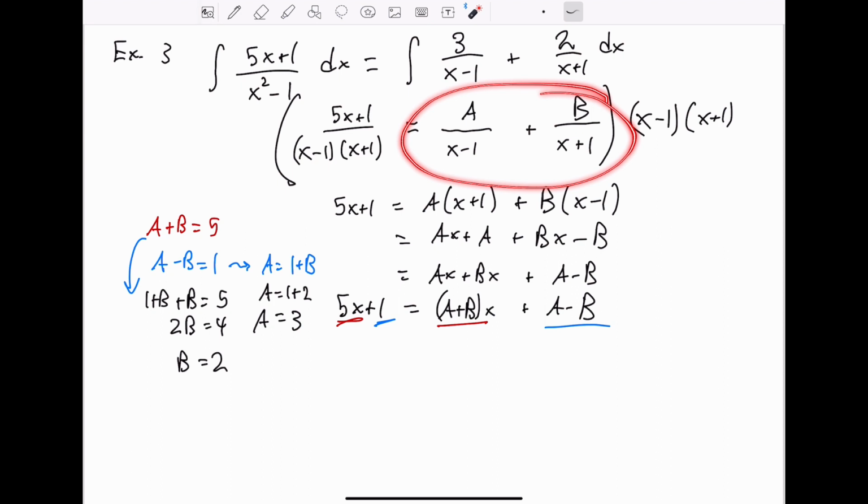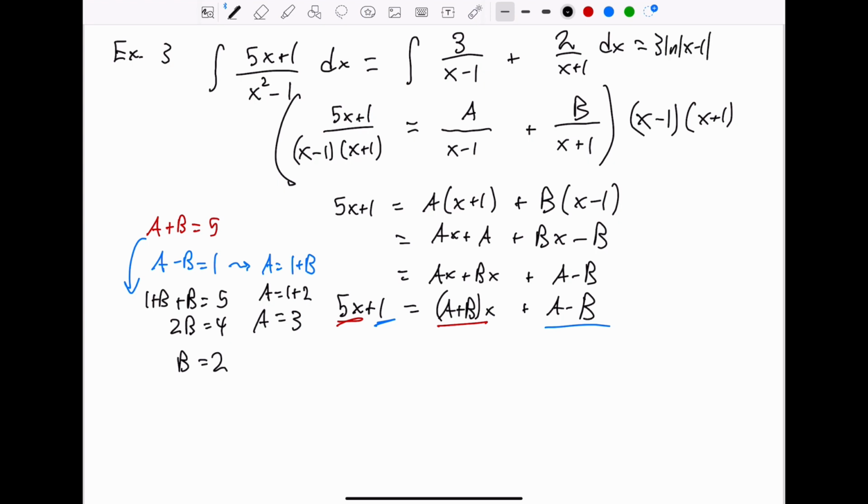I have found the appropriate constants a and b so that I can decompose the original rational function into these two partial fractions. Once I have decomposed the original rational function, I can now integrate each of these fractions separately. The antiderivative of the first is 3 times the natural log absolute value x minus 1. The antiderivative of the second is 2 times the natural log absolute value x plus 1, plus c, and that is our final answer.